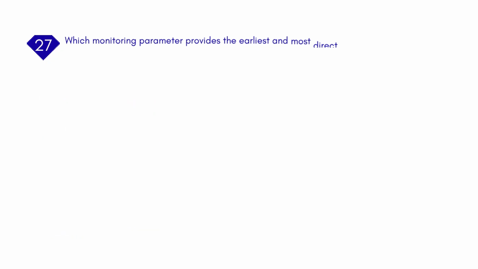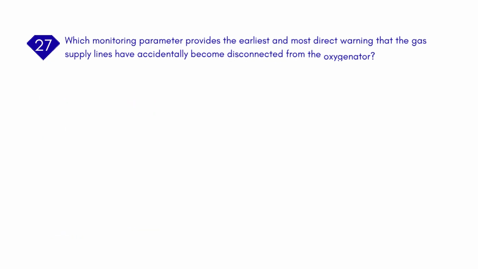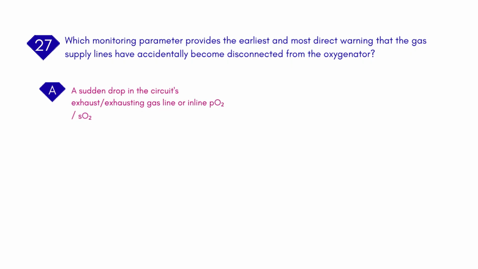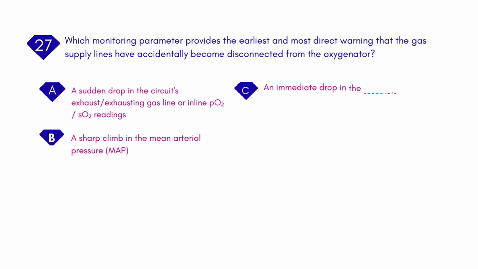Which monitoring parameter provides the earliest and most direct warning that the gas supply lines have accidentally become disconnected from the oxygenator? A. A sudden drop in the circuit's exhaust/exhausting gas line or inline PaO2/SO2 readings. B. A sharp climb in the mean arterial pressure, MAP. C. An immediate drop in the reservoir blood level. D. A visual change in the color of the venous line blood.